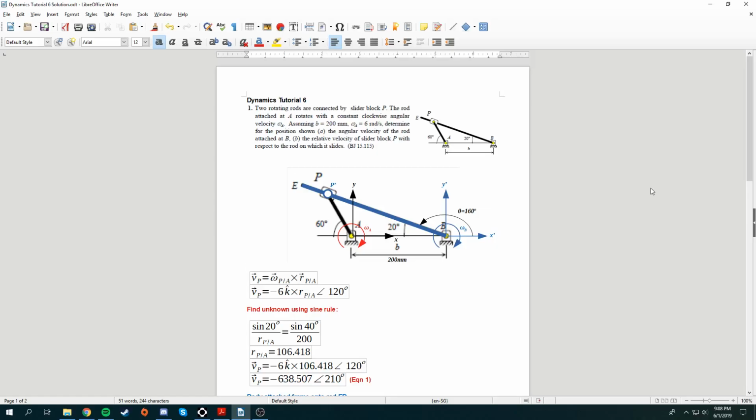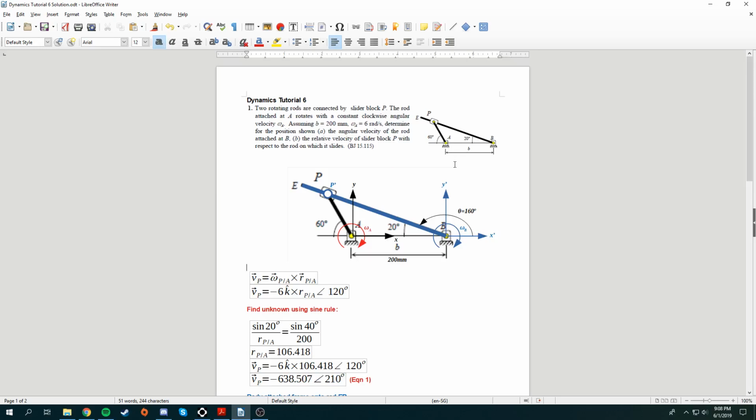Okay, so now we're going through tutorial 6 and this is question 1. So let's read the question. There are two rotating rods connected by the slider block P. The rod attached at point A rotates at a constant clockwise angular velocity omega A.